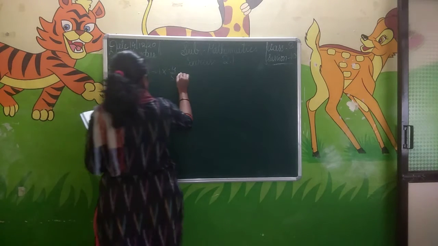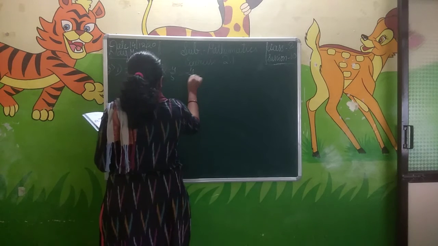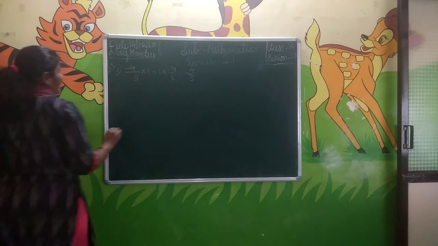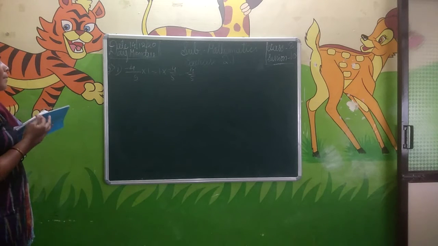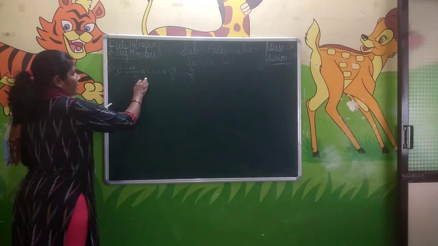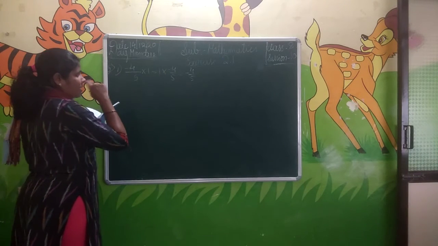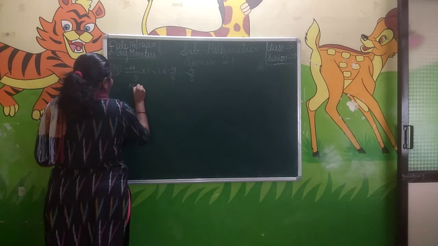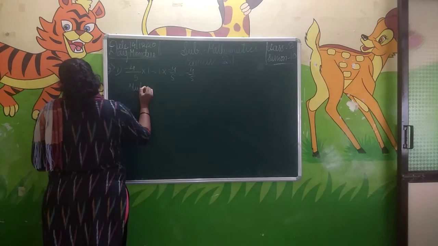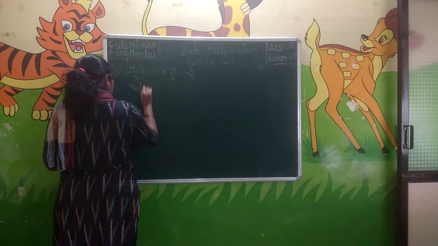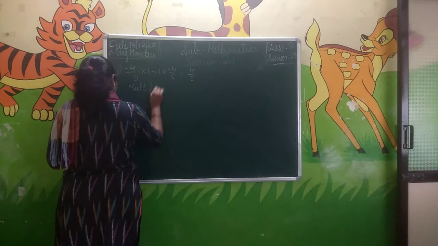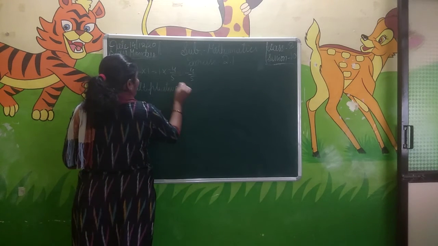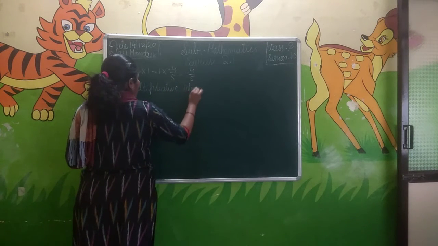is equals to minus 4 by 5. In this, which property has been used? If any number is multiplied with 1, we will get the same number as the answer. So this property is called which property? Multiplicative identity. Which property has been used here? That is multiplicative identity property.